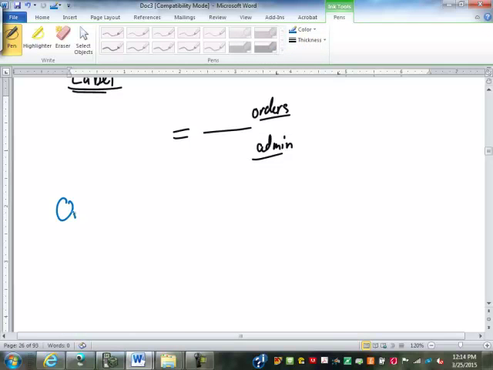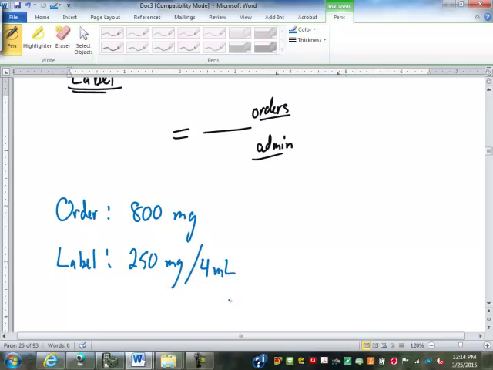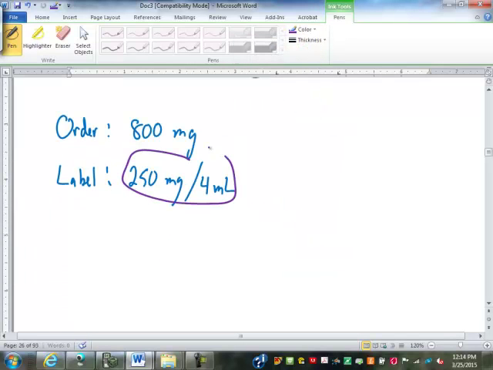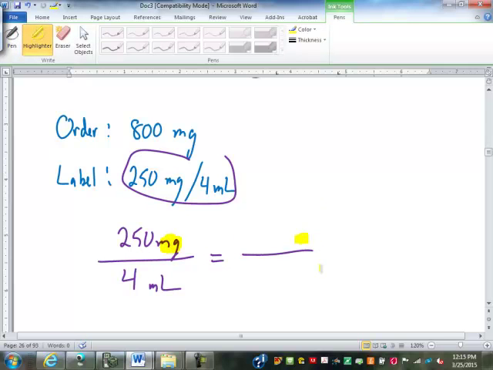So let's say we have a doctor's order for 800 milligrams of medication. The label is 250 milligrams per 4 milliliters. So our proportion starts out with the label here, 250 milligrams per 4 milliliters. Now, one of the nice things about the proportion is the other side of this sets itself up. Because in a proportion, whatever units we have here, we have to match up the units here. So over here, this must also be milligrams.